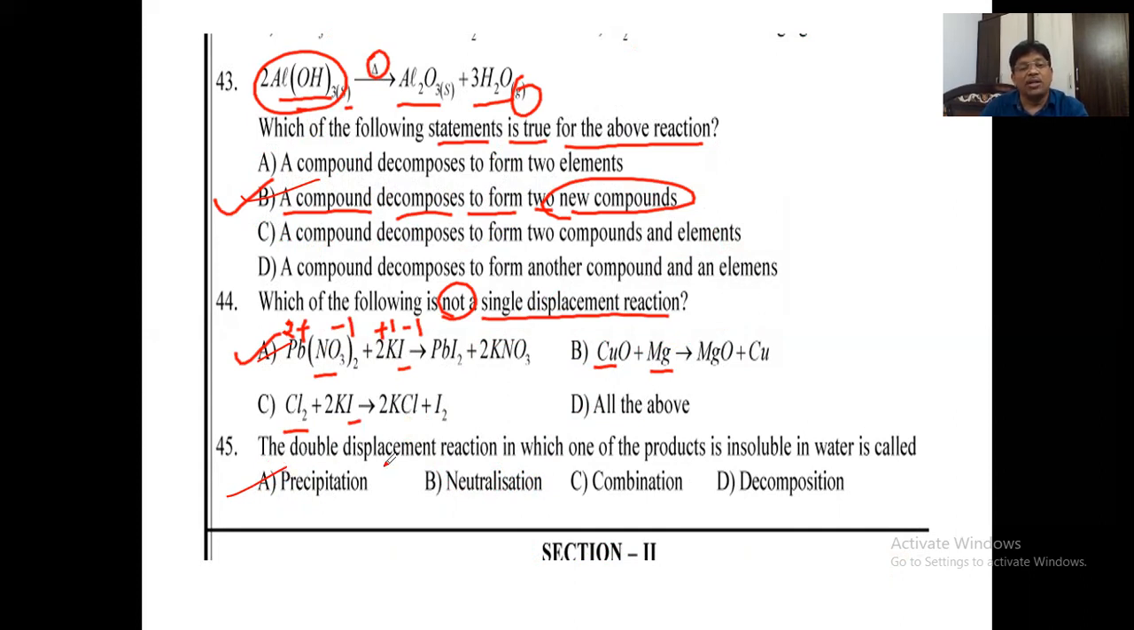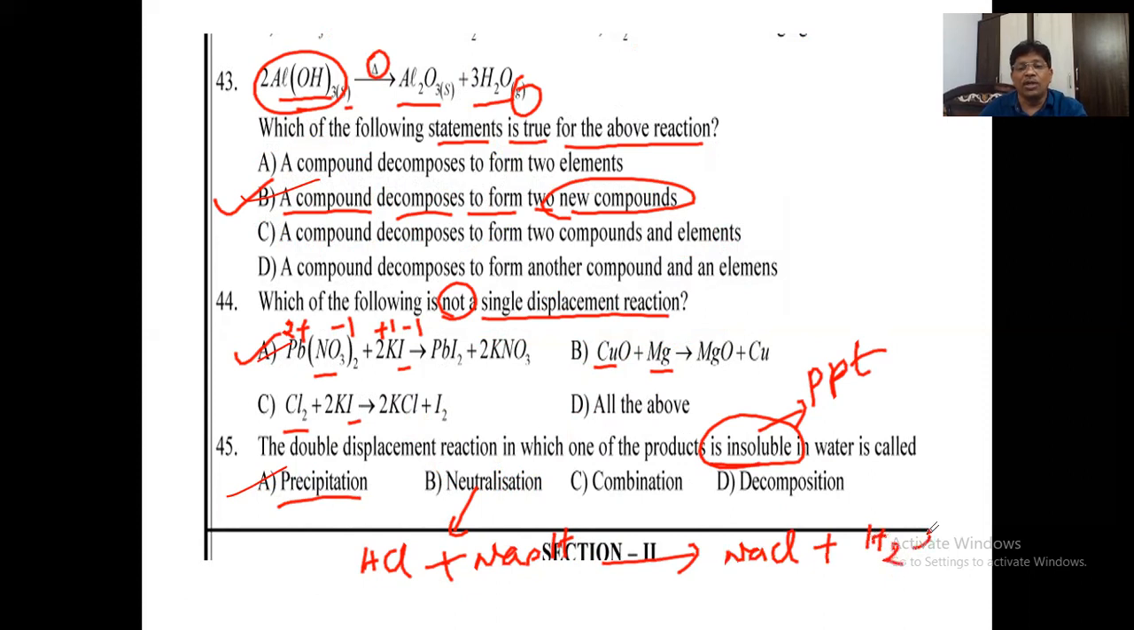Next, the double displacement reaction in which one of the products is insoluble in water. If the compound is insoluble in water, it is called what? Precipitate. So the reaction is what now? Precipitation reaction. In a neutralization reaction, what happens? HCl plus NaOH gives rise to NaCl plus H2O. Here NaCl is soluble in water. But if you take AgCl, AgCl is what? Precipitate.